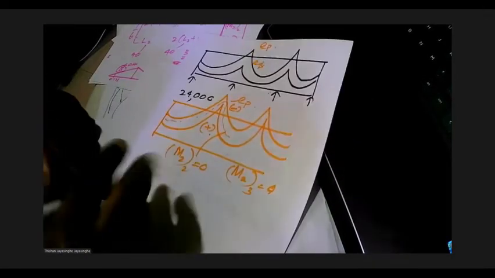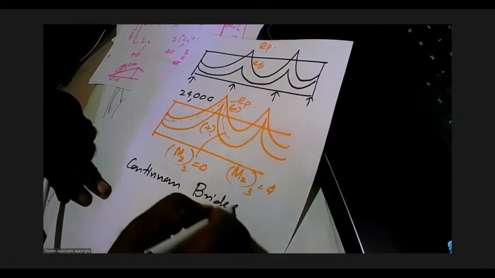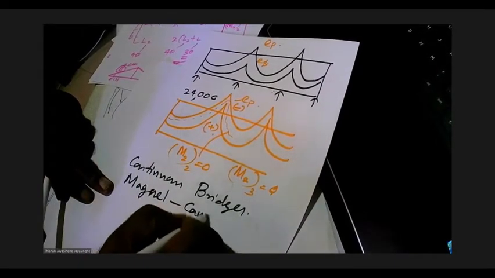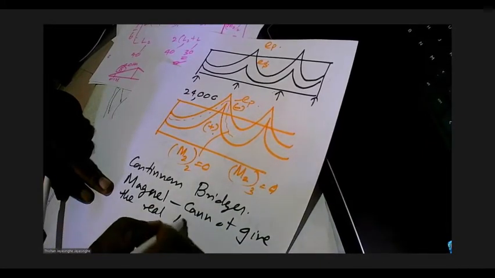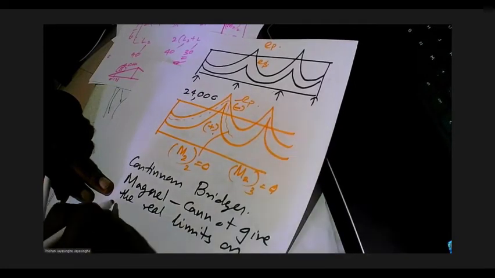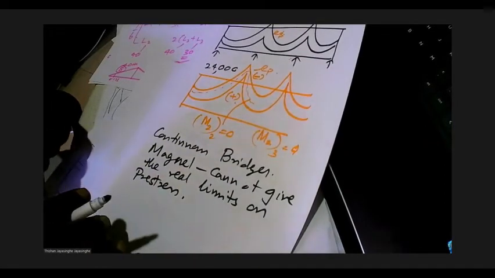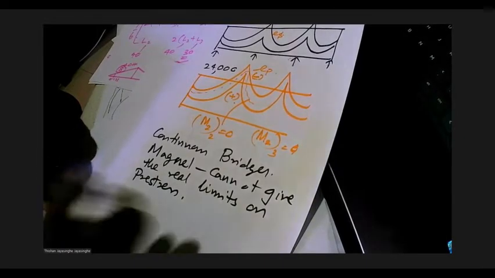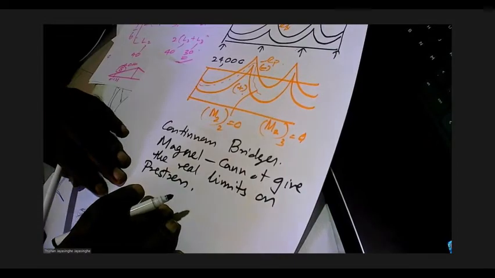So for continuous beams, the Magnel diagram cannot give the real limits on P. So in the simply supported case, the Magnel diagram can straight away tell us the pre-stress force to be used. But in the case of continuous ones, the Magnel diagram alone cannot tell us the pre-stress force to be used.